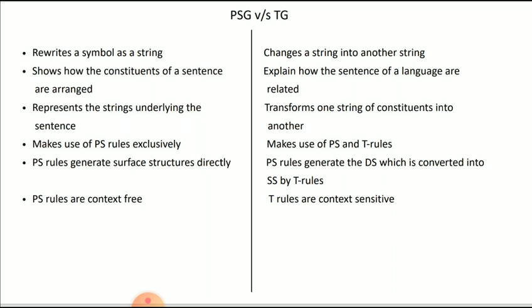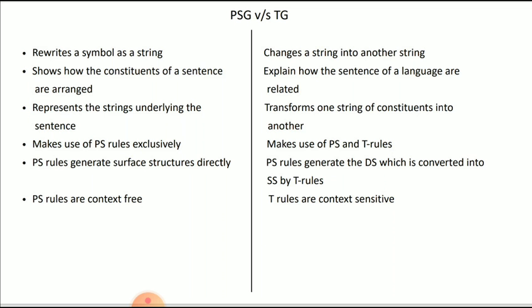Now, looking at it together, once again, PSG rewrites symbols as a string, that is, from a phrase marker, you rewrite the symbols as a terminal string. Whereas TG grammar, transformational generative grammar, changes a string into another string. Now, phrase structure grammar shows how constituents of a sentence are arranged in a sentence, whereas TG grammar explains how sentences of a language are related. So, TG grammar explains how certain sentences of a language are related.